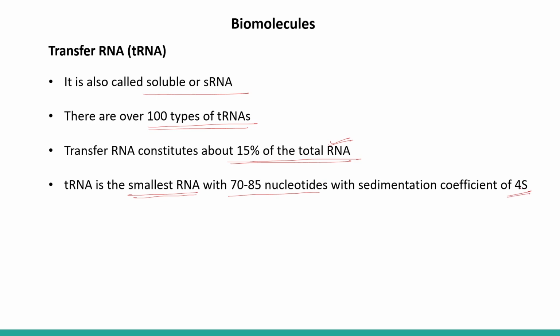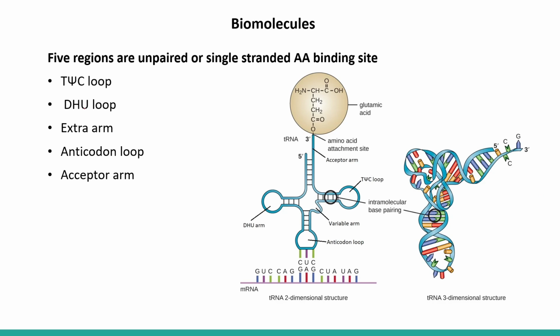4S. If you remember, in the ribosomal RNA, the smallest one was 5S. Now this tRNA is smaller than that subunit, that is 4S. 5 regions are unpaired or single stranded amino acid binding sites. So we have 5 different regions in the tRNA molecule.